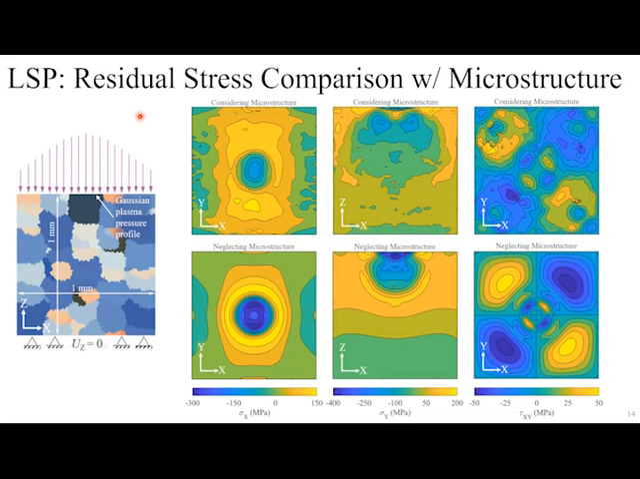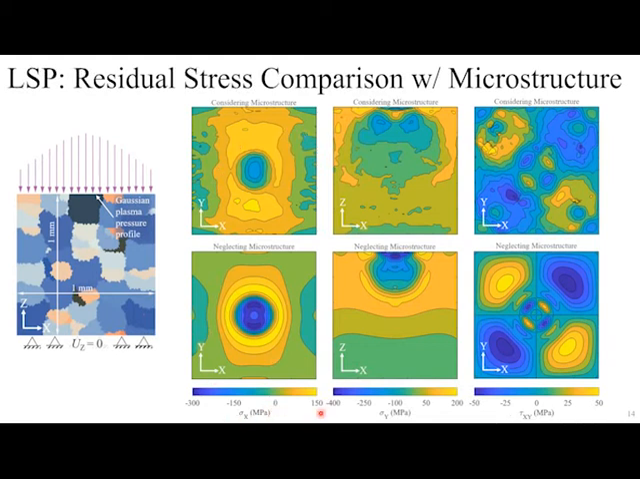So the top set of results here are with the microstructure considered, whereas the bottom set of results are without microstructure. In other words, the bottom set are conventional homogeneous isotropic, okay? And so you can clearly see differences there. And so these are actually taken, they're different stress components.